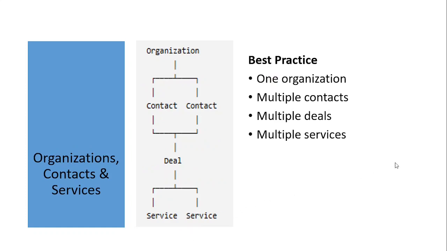Instead of storing customer information repeatedly, store it once, and link everything together. For example, if you're working with ABC Manufacturing, create one organization record. Inside the organization, you might have CEO, operations manager, and IT manager. Each of these is stored as a contact. Now, every deal can link back to the same organization and contact. This eliminates duplicate information and gives your team complete visibility into the customer relationship.